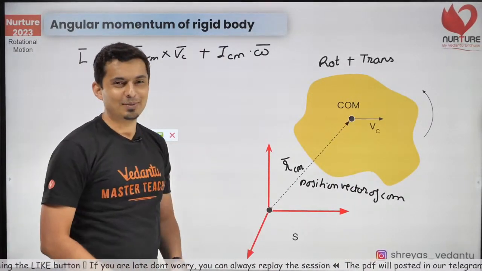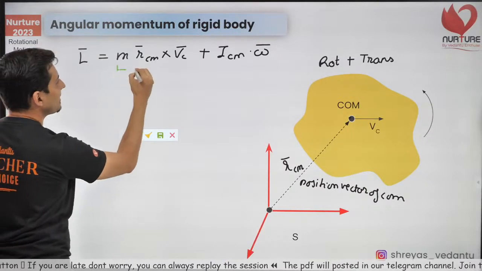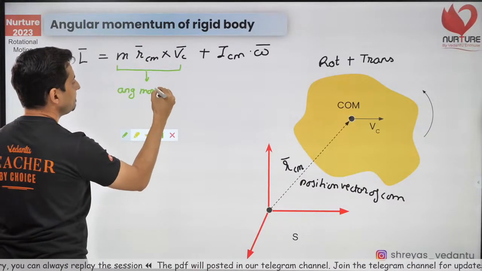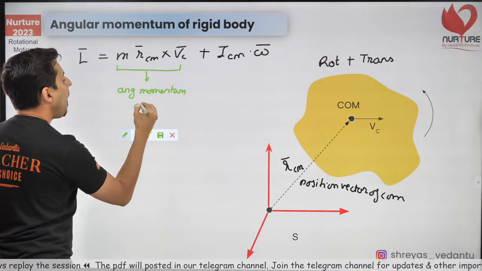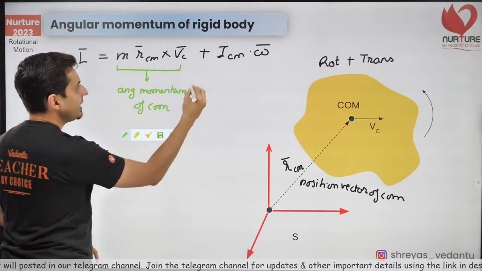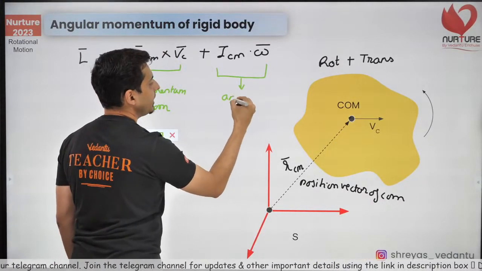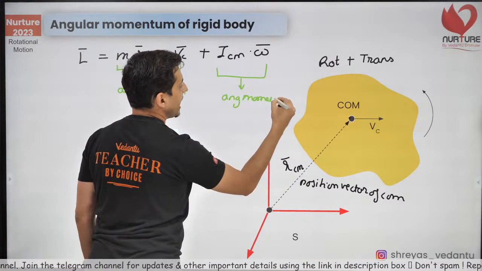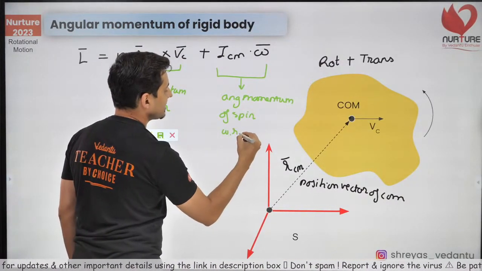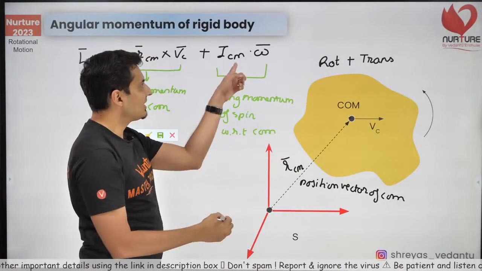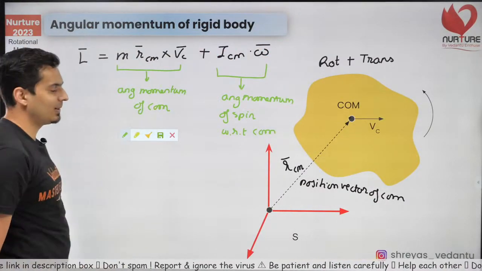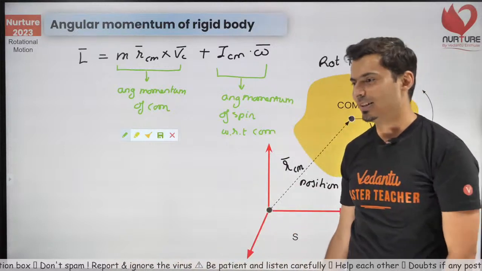So it's a sum of two terms. The first term is usually referred to as angular momentum of center of mass, because you are condensing it to be a particle, and this is angular momentum of spin with respect to center of mass. So you sit on the center of mass, you see the spin, and that's the spin angular momentum. So this is the formula. Let's solve questions, you will get a hang of it.